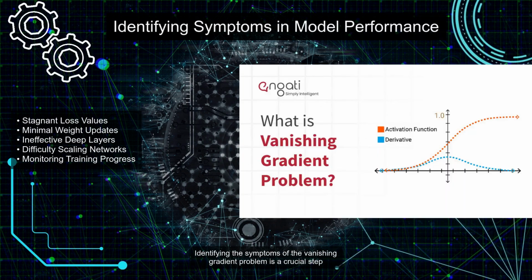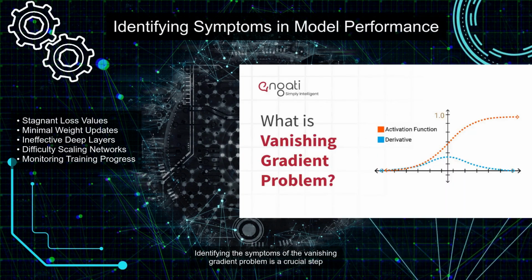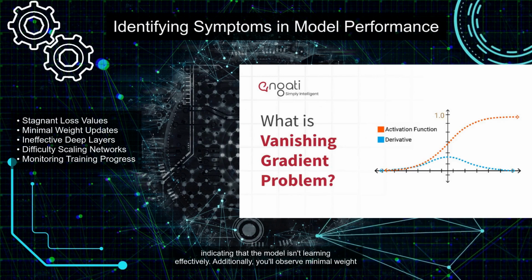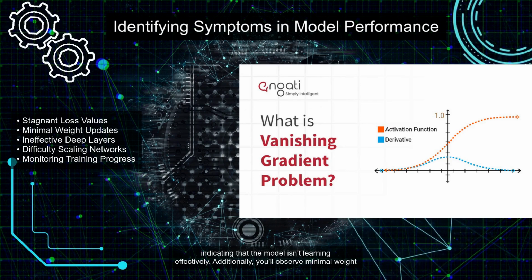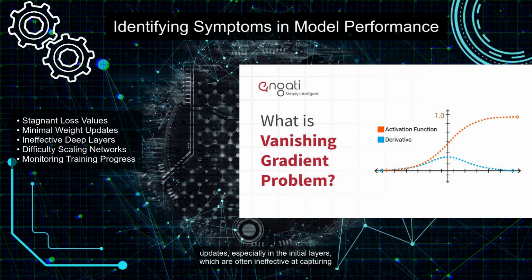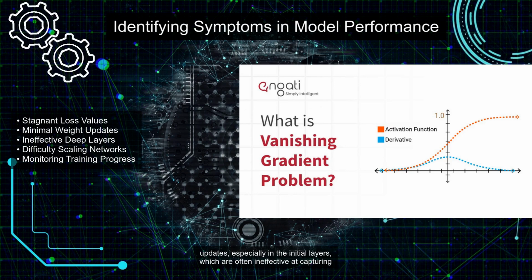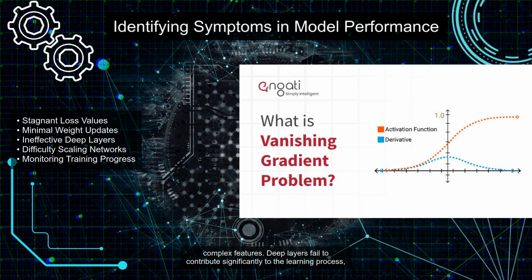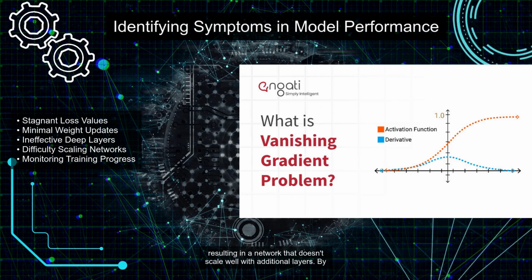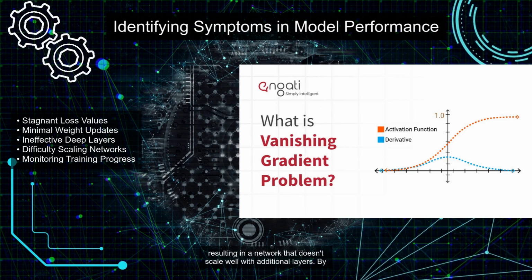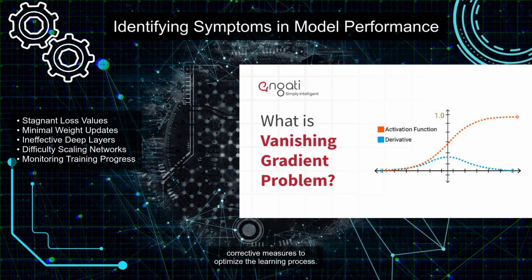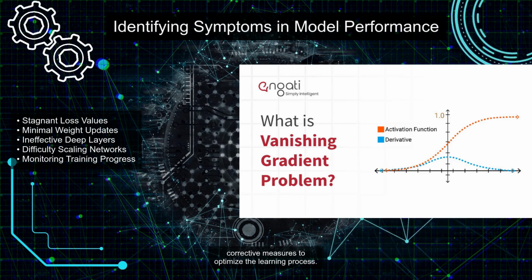Identifying the symptoms of the vanishing gradient problem is a crucial step in mitigating its effects. Typically, you'll notice stagnant loss values during training, indicating that the model isn't learning effectively. Additionally, you'll observe minimal weight updates, especially in the initial layers, which are often ineffective at capturing complex features. Deep layers fail to contribute significantly to the learning process, resulting in a network that doesn't scale well with additional layers. By monitoring training progress closely, you can identify these symptoms early and implement corrective measures to optimize the learning process.